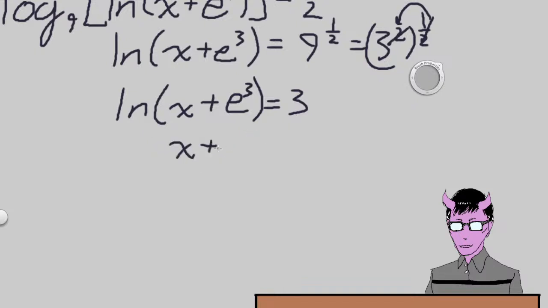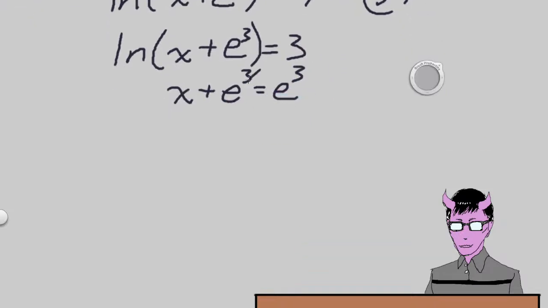So argument, copy paste that, is x plus e cubed is equal to what? E to the power of 3. Alright, so we can subtract the e cubed from both sides, thereby getting x is equal to 0, and then we're good to go. But, you know, always double check your answers.